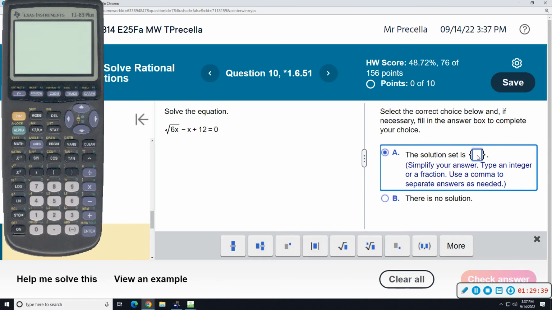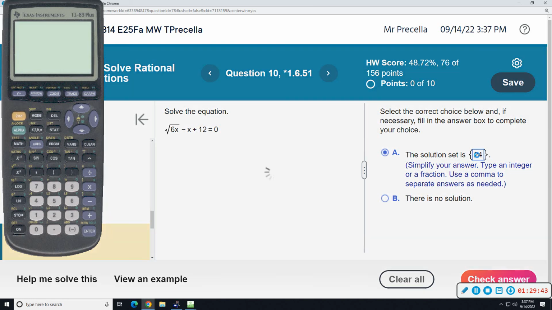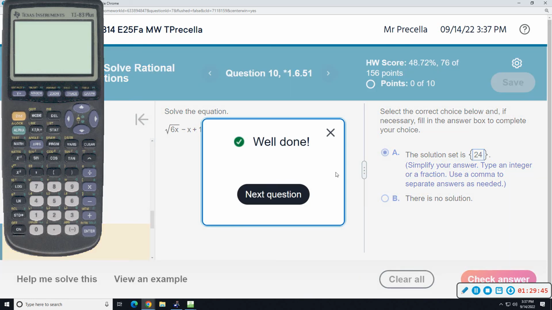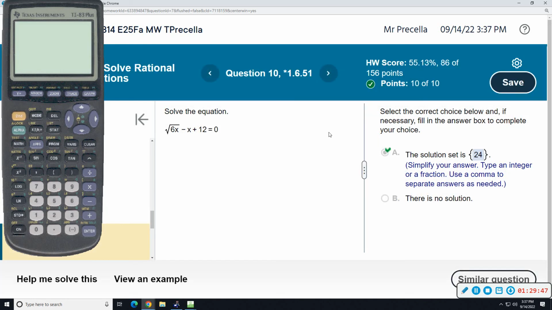Especially since there wasn't a number in front of the x squared. So the answer was 24. Any questions there?